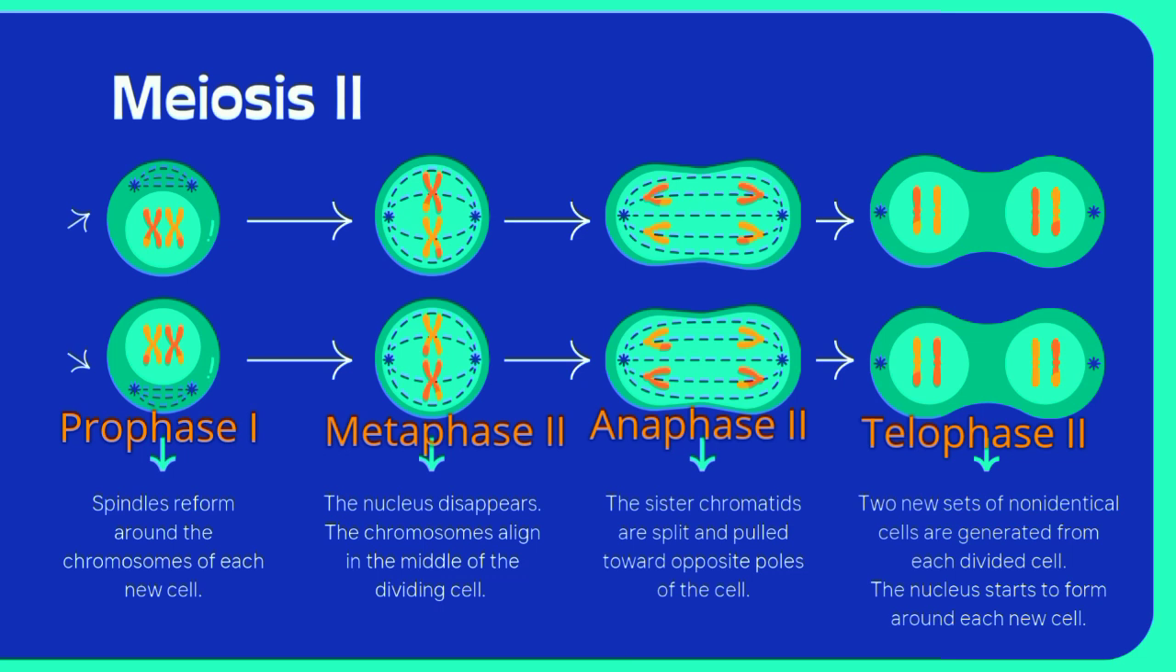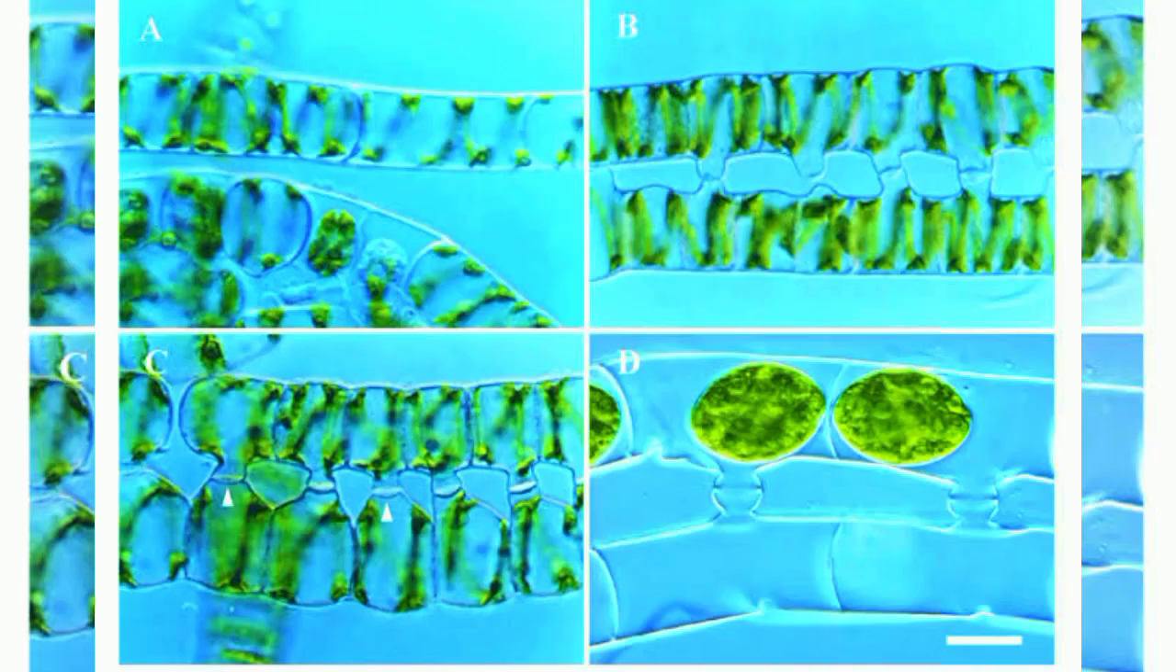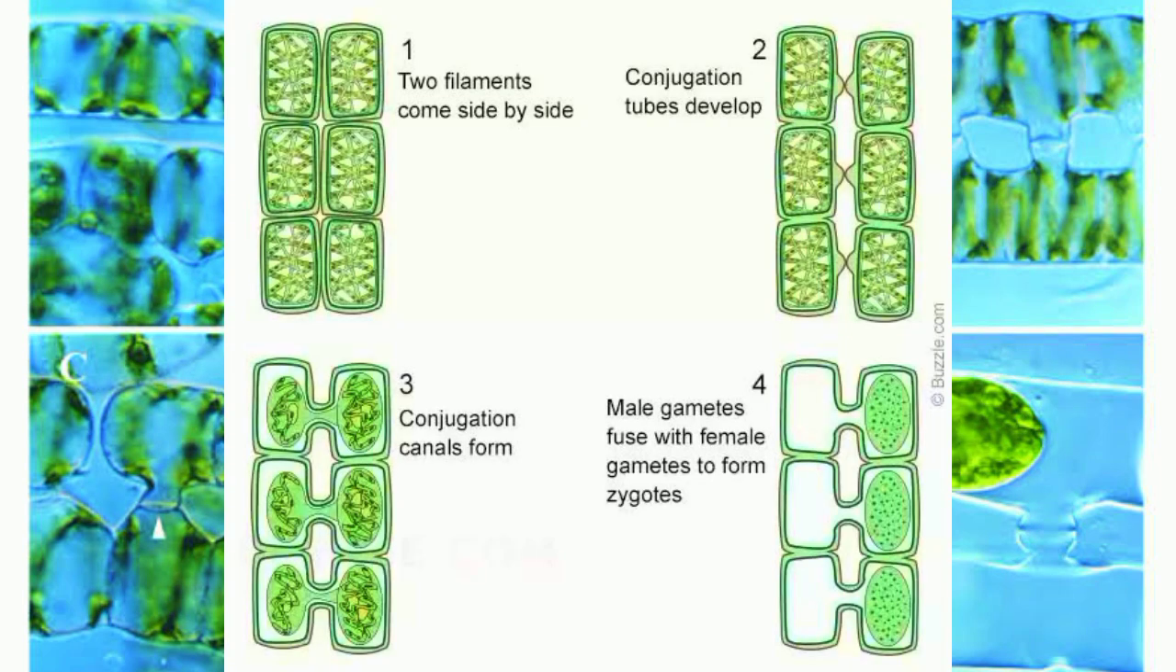Now let's take a look at conjugation. Conjugation is a simple type of sexual reproduction which occurs in lower organisms such as mucor, rhizopus, spirogyra, and paramecium. Conjugation is the process by which nuclear material is passed from one cell to another. In spirogyra, for example, conjugation starts with two filaments called conjugates coming together to lie side by side.